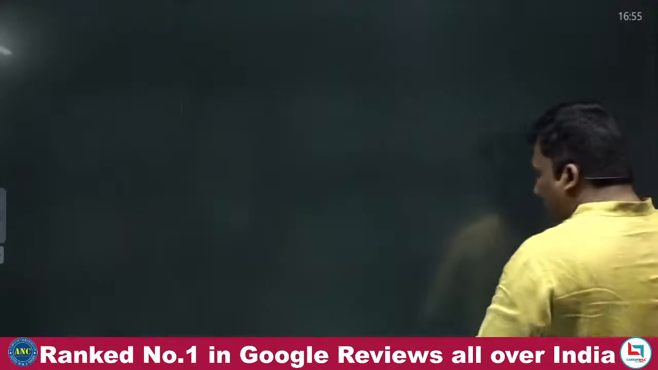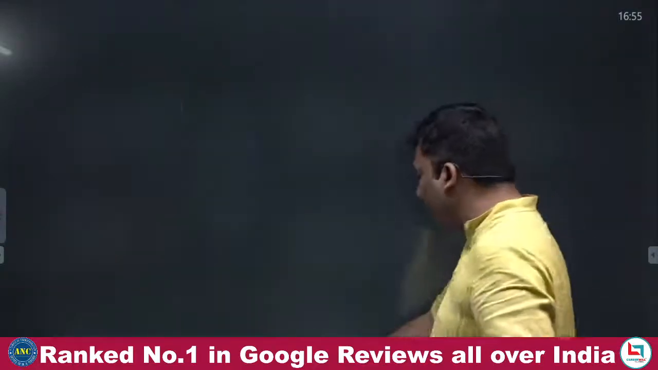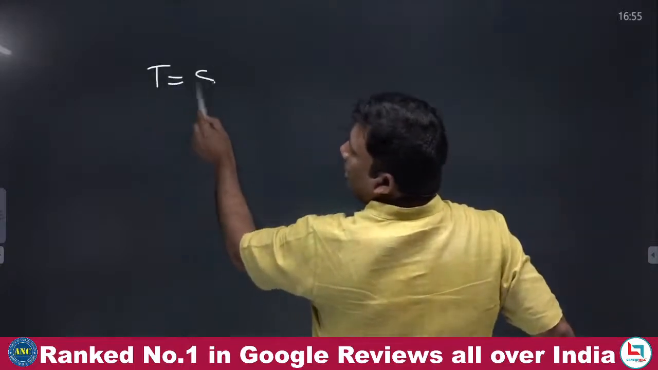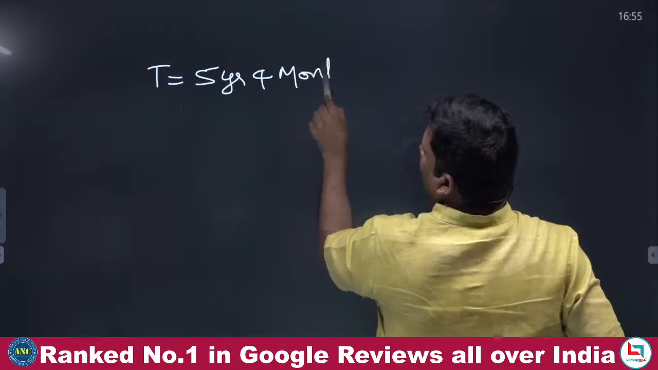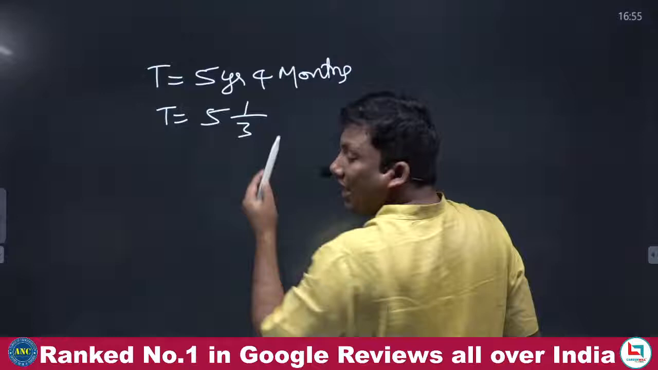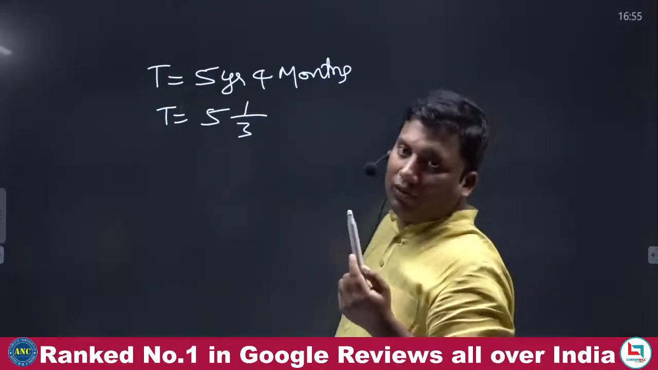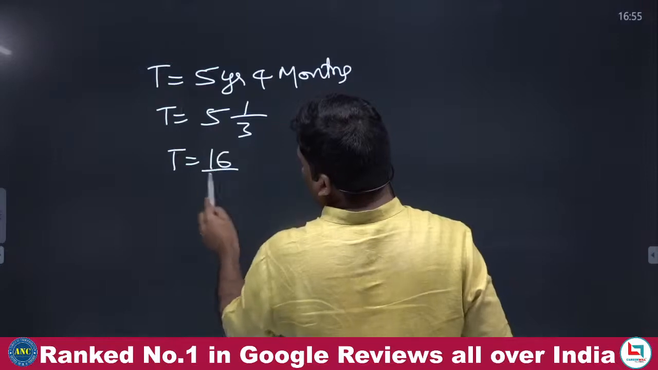If the idea is not clear, I will do it again. I will pick the time period from the answer options. I picked it from the answer option as time period is 5 years 4 months. The time period is 5 1/3. If I convert into years, 4/12 is 1/3. So the time period is equivalent to 16/3.